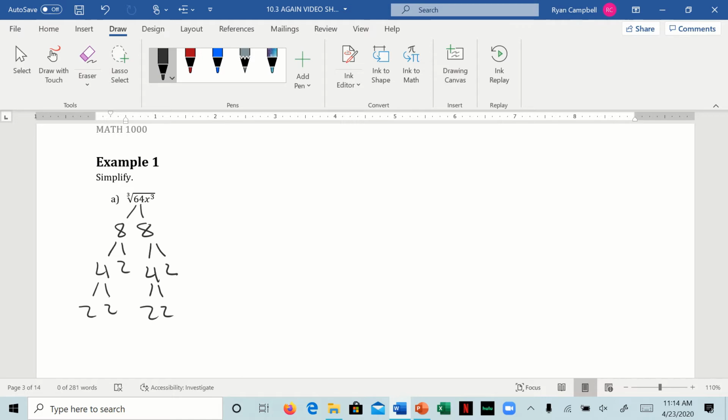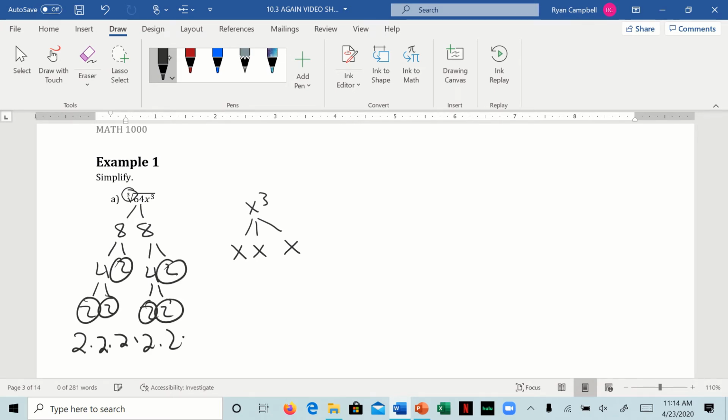We can also see that the x cubed gets broken up into just x times x times x. So looking at the index, we see that this is a cube root, which means that we need 3 numbers to be part of a group. Well, we can see that from this one, right? We get 2 times 2 times 2, 2 times 2 times 2, times 2 times 2 times 2.